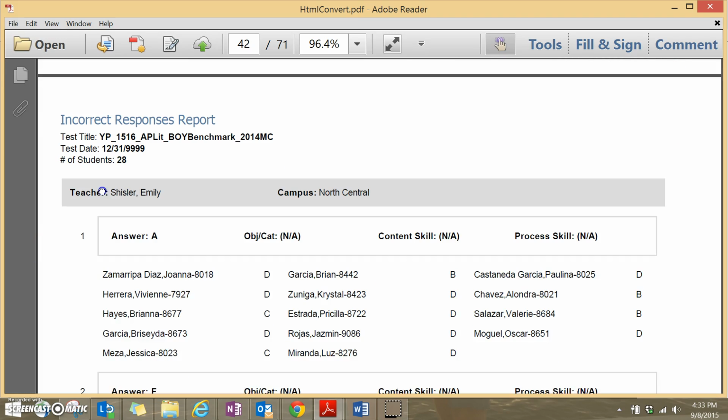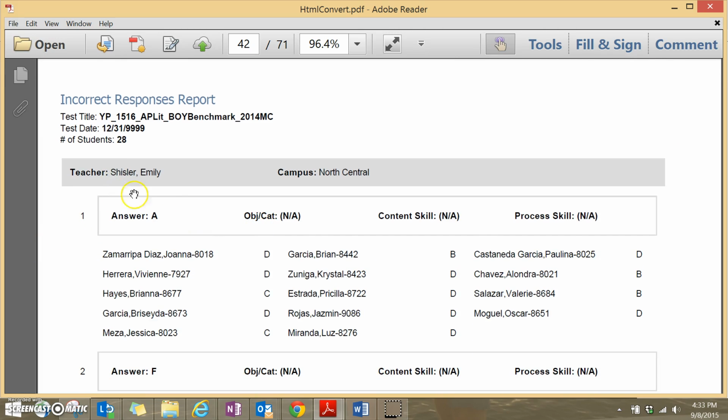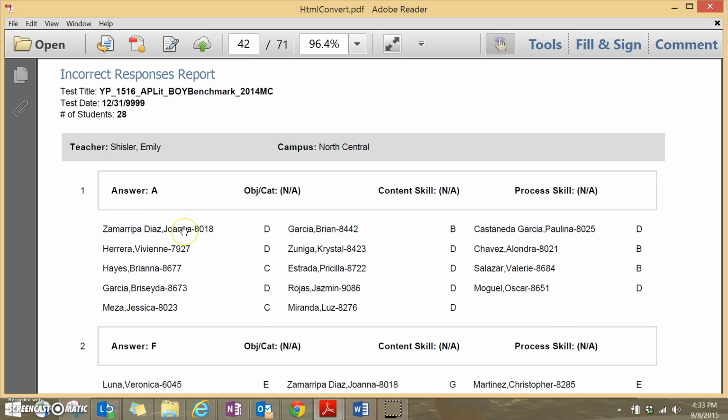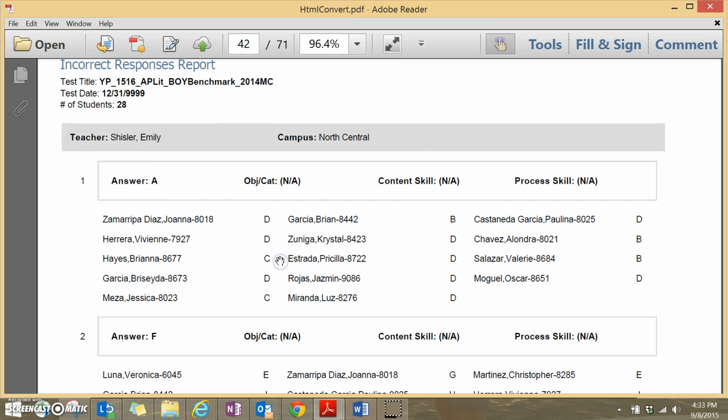So here is my report, and it's question by question. It tells me what the actual answer was, and then it gives me the choice that any student who got the question wrong selected instead of the correct answer. So Joanna and Vivini both picked D, and Brianna picked C, and so on and so forth. But the answer to number 1 was A. If, like on Common Assessments, we have entered fake TEKs, those will be listed here for the objective, and you can go and cross-reference the TEK to Aware code.